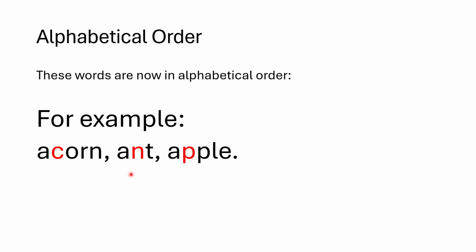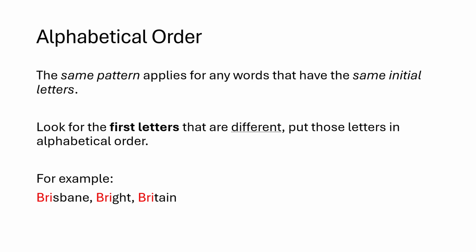Each of these words begins with the letter A. By looking at the second letters, we can see that the letter C comes first, followed by N and P. These words are now in alphabetical order. The same pattern applies for any words that have the same initial letters. Look for the first letters that are different. Put those letters in alphabetical order.